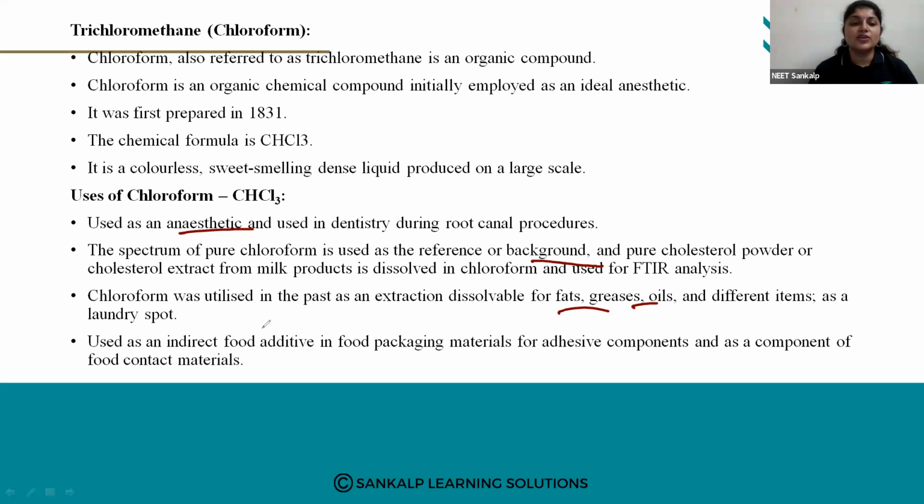For dissolving, to remove the fat, the grease, and oils on clothes. Chloroform was first used for dissolving dirt. Then it was used as an indirect food additive in food packaging materials for adhesive components and as a component of food contact material. So these are some of the uses. Not so important. Uses are not important. You need to remember the formula.